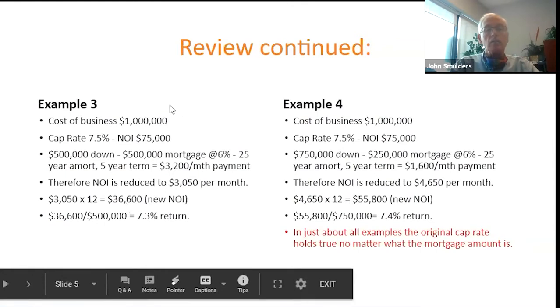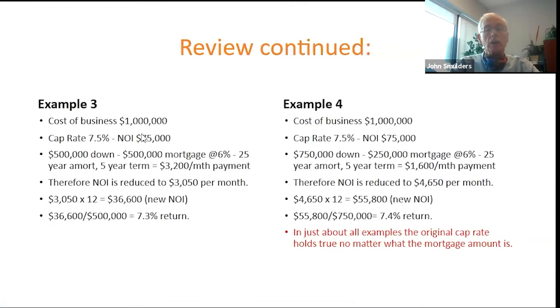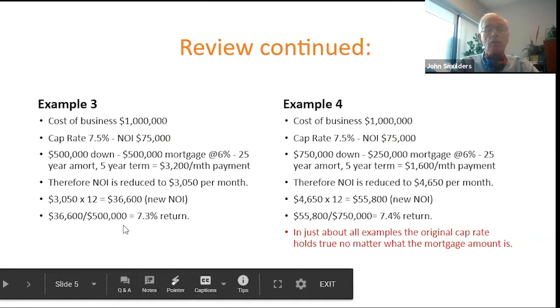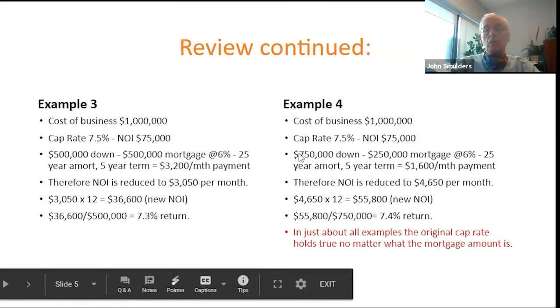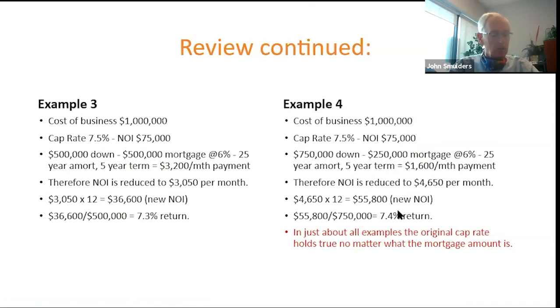Well, 36,000 is not a great return on $1 million, but once again, you can't do that, because what you have to do is they've only put down 500,000. And so 36,000 divided by 500,000 is a 7.3% return. And once again, if you do a little bit more, $750,000 down, your return is 7.4%. And so investors really do look at this kind of thing very, very carefully.